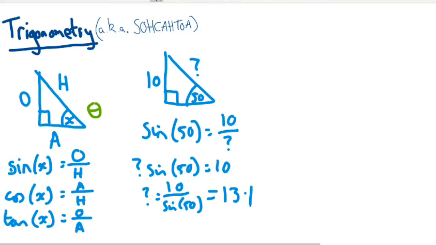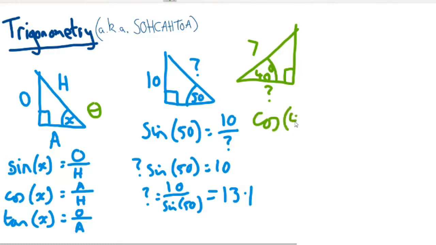Well, let's then try another example. If we were just to draw ourselves another right-angled triangle, and this time let's say we know the hypotenuse. We know the hypotenuse is 7. Let's call the angle 40 this time, and we're going to be after, instead, the adjacent. Well, the two sides involved in this triangle, as I say, the adjacent and the hypotenuse, that's going to lead us to use cos. So the cos of 40 is going to equal our unknown adjacent over 7.